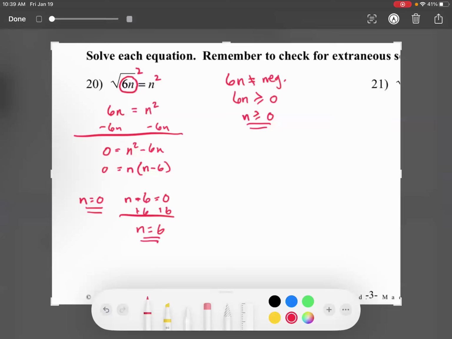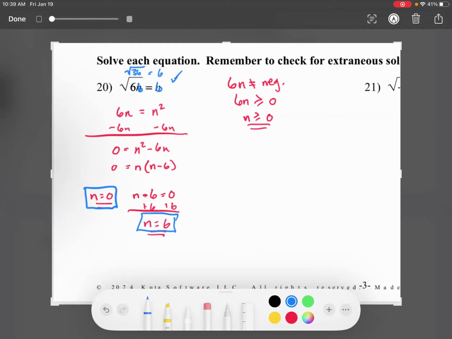And let's try both of those things up here. If I plug in a 0 for both n's, then I get the square root of 0 is equal to 0. And that's true. So 0 is a solution. And if I plug in 6 for this n and 6 for this n, then I get 6 times 6 is 36. So I get the square root of 36 is equal to 6. And that's also true. So 6 is a solution. Both of those are greater than or equal to 0, and so they both work.